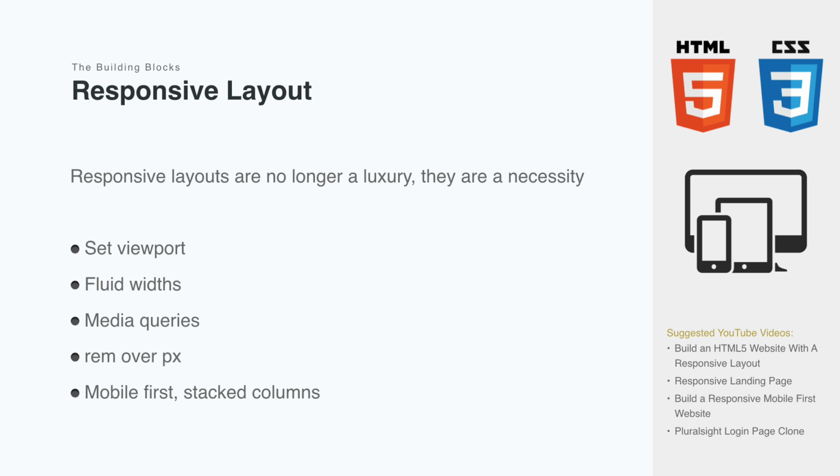You should be setting the viewport. You should see the whole page. You don't have to scroll over to see the rest of the menu and stuff like that. You want to utilize media queries. I'd also suggest using rem units where you can over pixels, and take a look at designing layouts mobile first with stacked columns. So design for the smaller screens and then add the media queries for larger screens. Just a suggestion, it's not something that you have to do.